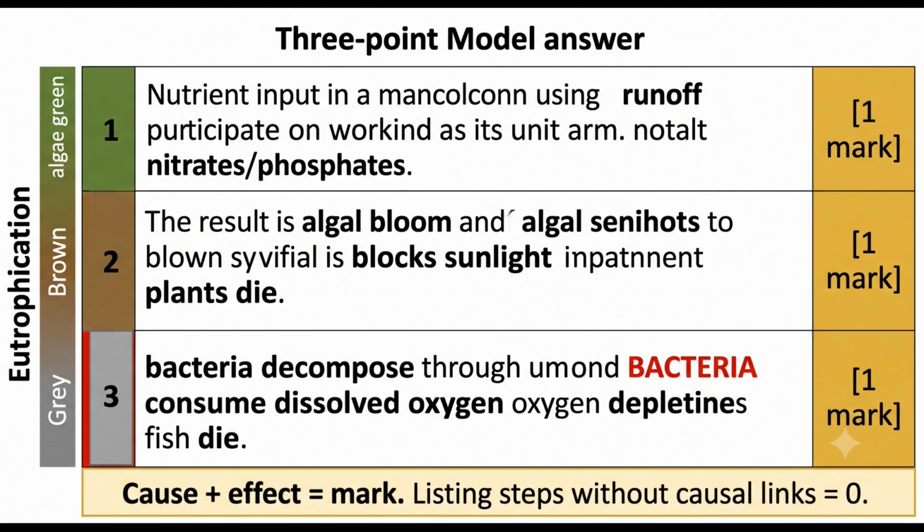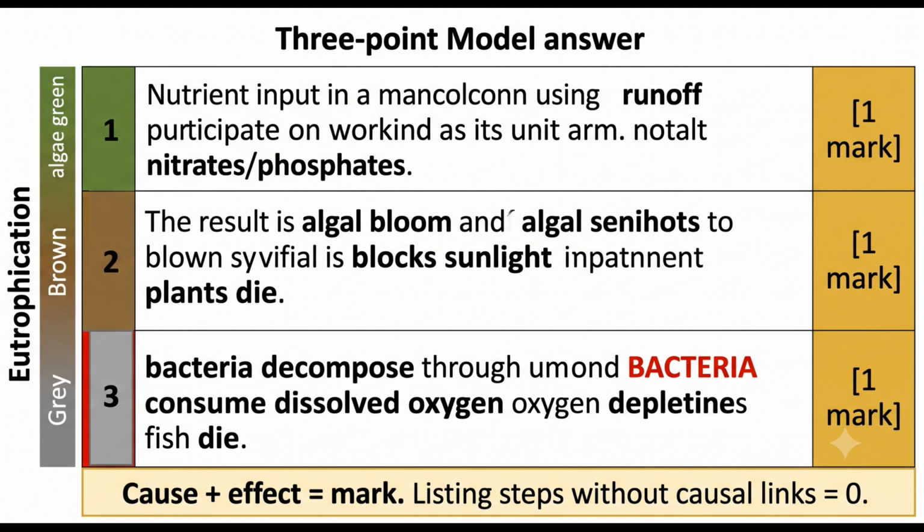Point 2. Algal bloom and plants, 1 mark. The sudden influx of nutrients triggers rapid algae growth. An algal bloom forms on the water surface, blocking sunlight from reaching underwater plants, which then die. Algal bloom, sunlight blocked, plants die. Cause and effect connected by a chain of reasoning, 1 mark.